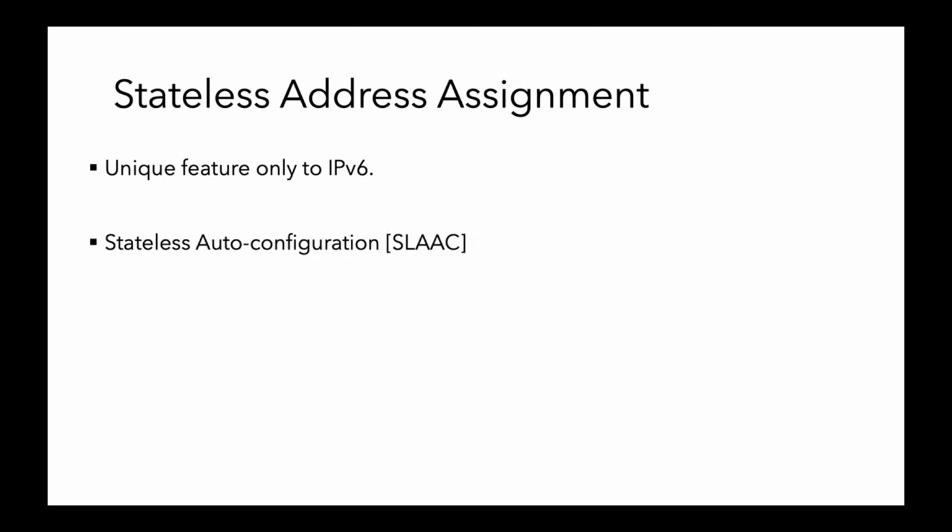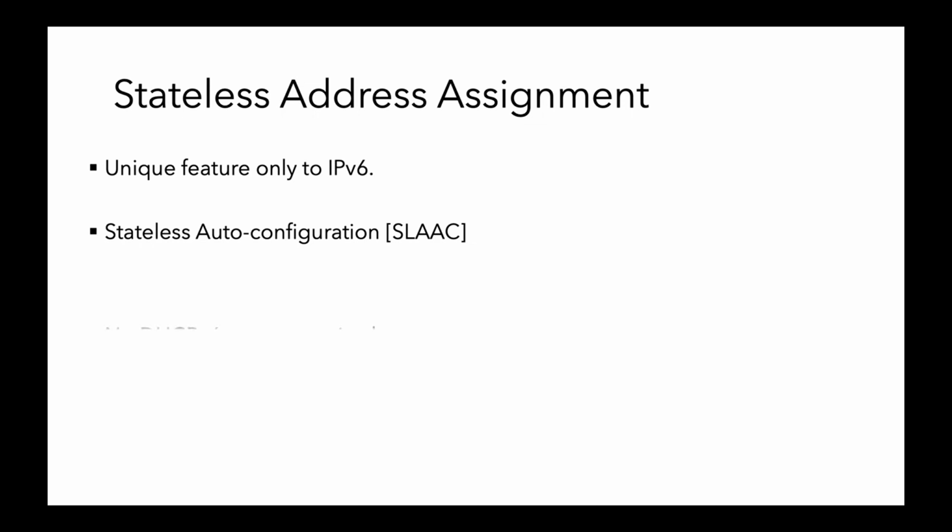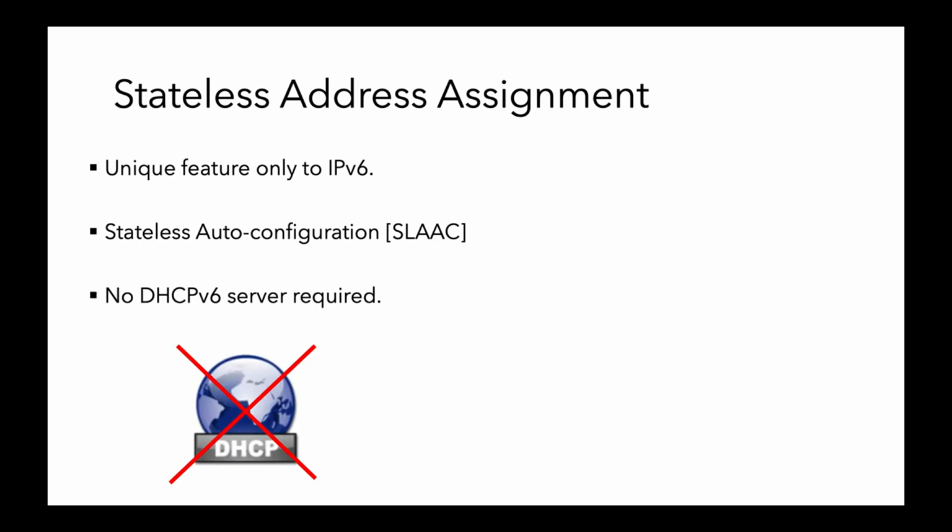Next, let's discuss stateless address assignment. This is a unique feature only to IPv6, also known as stateless autoconfiguration, or SLAAC. It is a method in which the device can obtain an IPv6 global unicast address without the services of a DHCP server. Stateless address configuration means the client picks its own address based on the prefix being advertised on its connected interface.